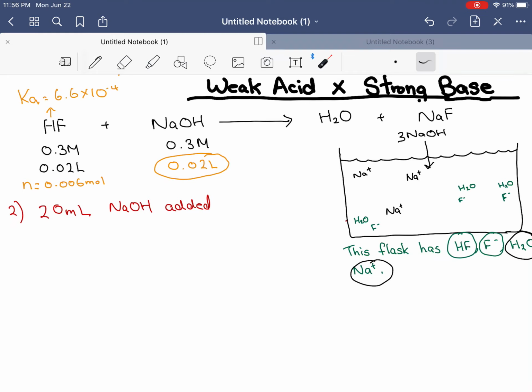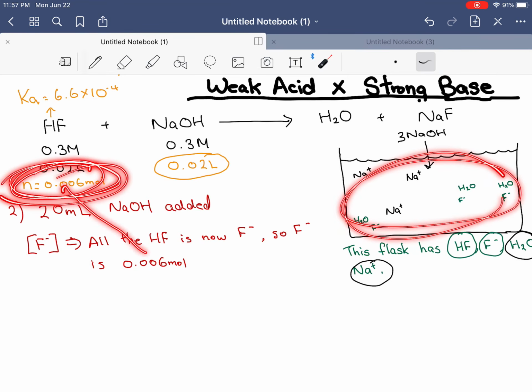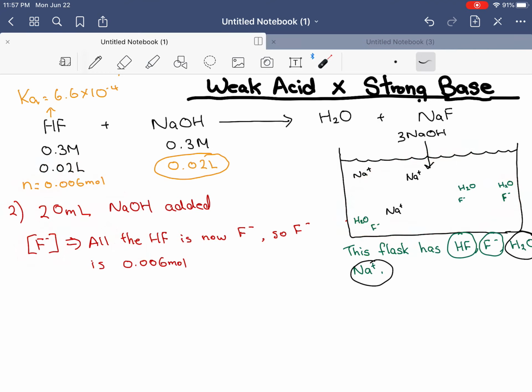So, let's take a look at how we're going to do this. Okay, and the idea is actually quite simple. At the equivalence point, we're going to find out exactly how much F minus there is in here. We know all the HF is reacted. I want to know how many of these things are there. And if you remember correctly, all the HF makes F minus. So F minus is the amount of HF, which is 0.006. All of this was reacted. See, no HF. So this is what F minus is, because they all went on to become F minus.